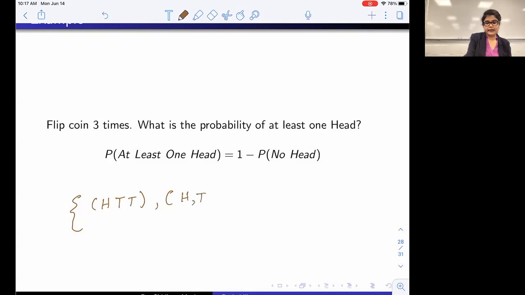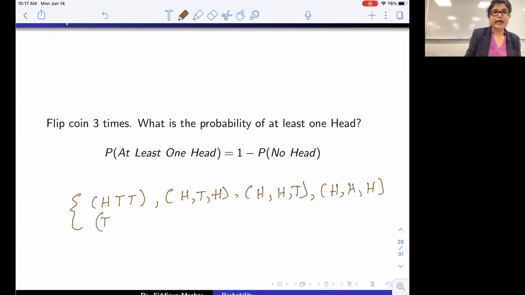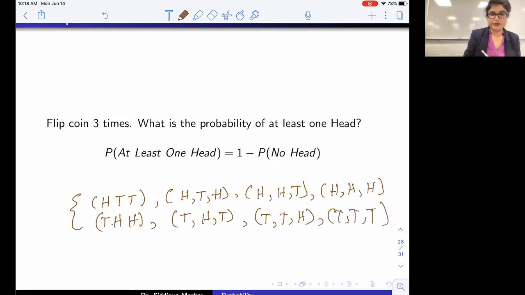We can have head, tail, head, or head, head, tail, or all heads. Or in the first flip we get tail, then head, then head. Or it starts with tail, then head, then tail. Or you can have tail, tail, head, or all the tails. These are the options you have.